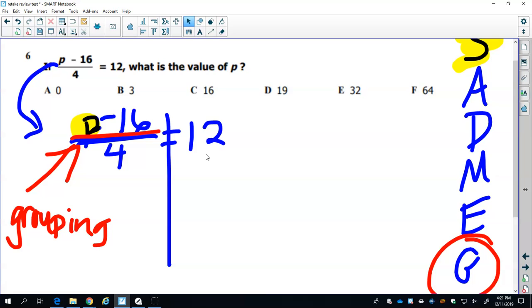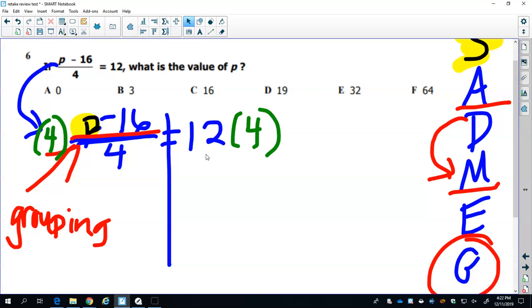So we're going to undo division, and remember, we undo division by multiplication. So what we're going to do first here is we're going to undo the division by 4 by multiplying both sides by 4. That's the first step. When I multiply both sides by 4, we get 4 on the top. We're undoing division. 4 divided by 4 cancels out. And then we're left with p minus 16 equals 48. Now the grouping is gone because we took away that division bar when we undid the division by multiplying.